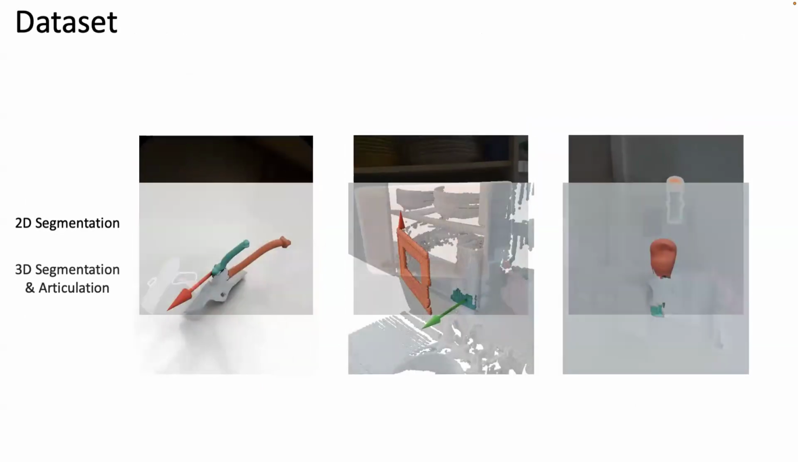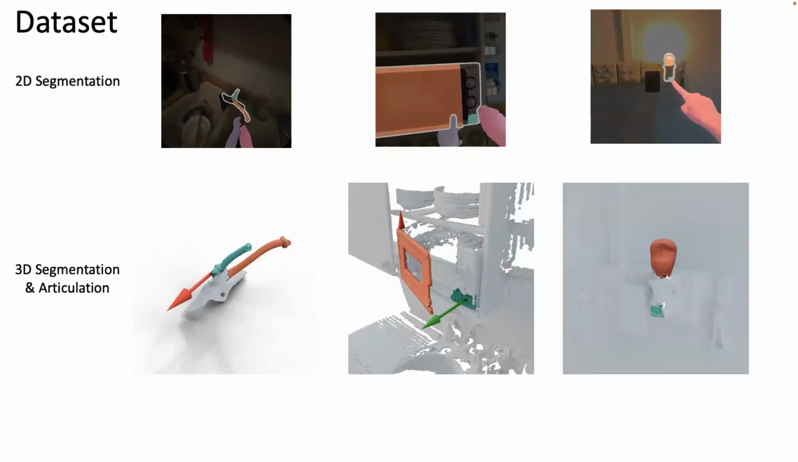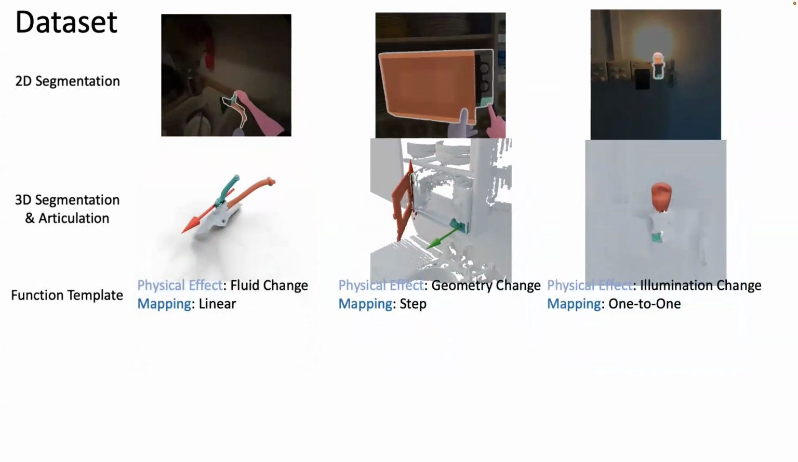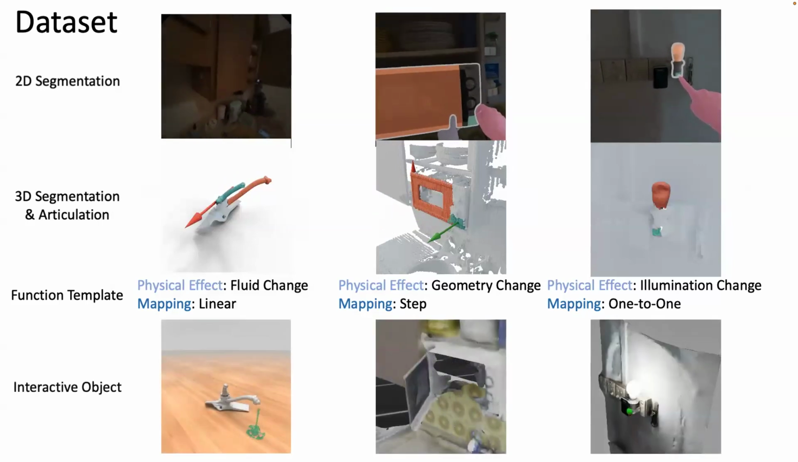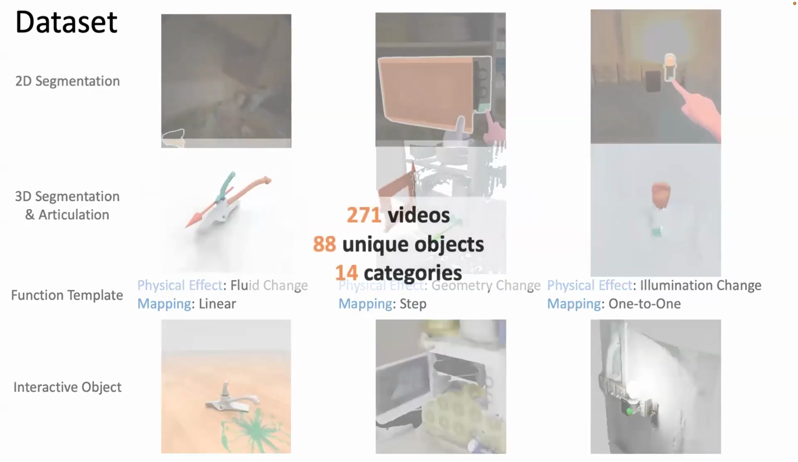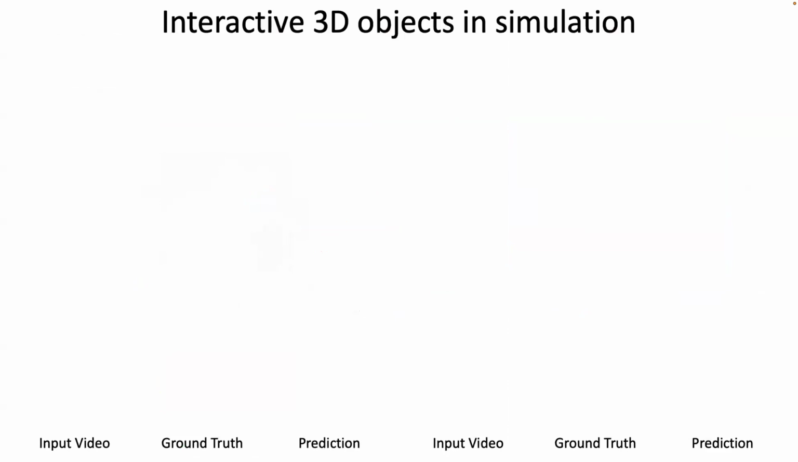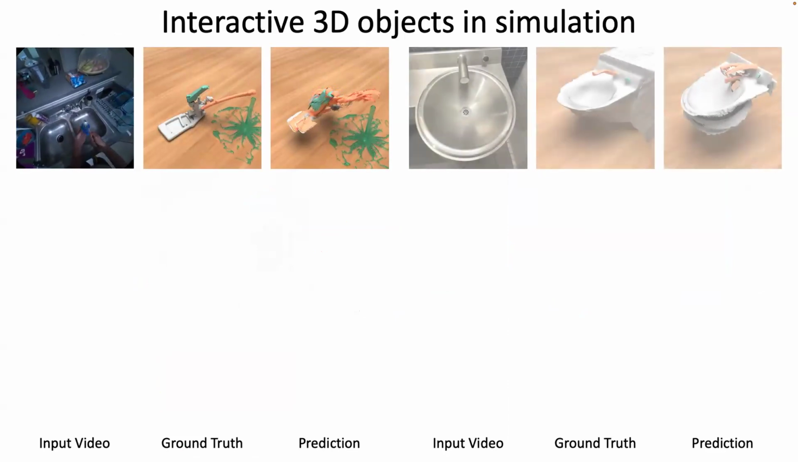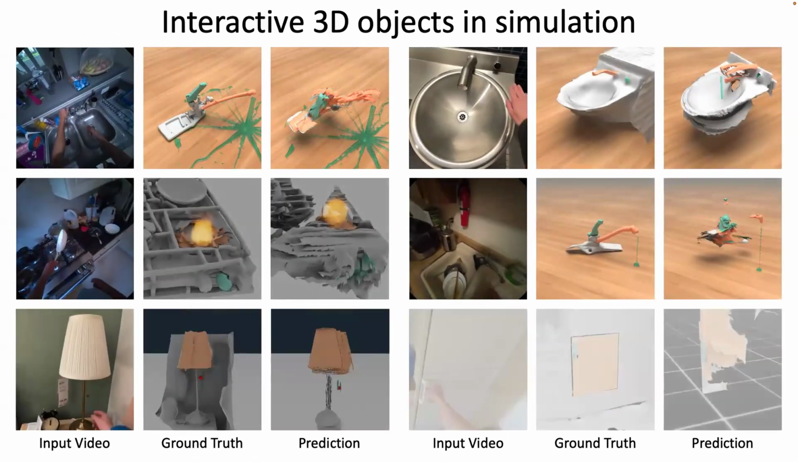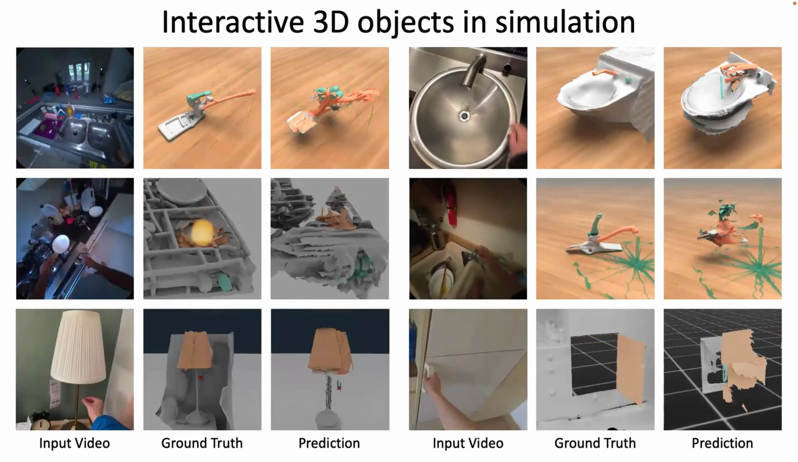So given this, the effort here was largely to acquire the data set of egocentric videos, annotated with 2D segmentations, 3D segmentations, and articulation parameters, these function template representations, and then lastly, putting everything together, a complete interactive object, and put this together as a benchmark and use it to really study how well the state of the art does. The quick summary is not so well. Here you see pairs of ground truth and prediction, and you'll note that in general, we have a long way to go in terms of having high quality geometry and high quality functionality recovery.